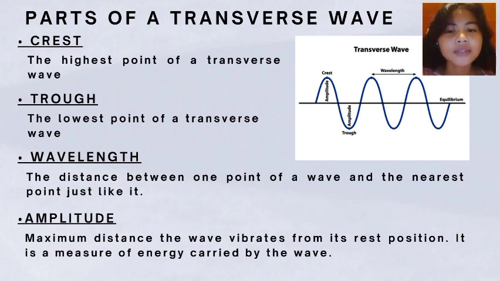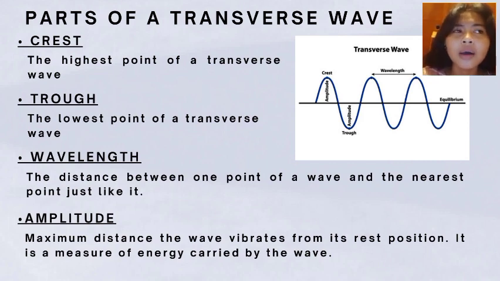So the next one is the amplitude. It is the maximum distance the wave vibrates from its rest position. It is a measure of energy carried by the wave. The amplitude is how high the wave is. As for amplitude, it is a measure of energy carried by the wave.